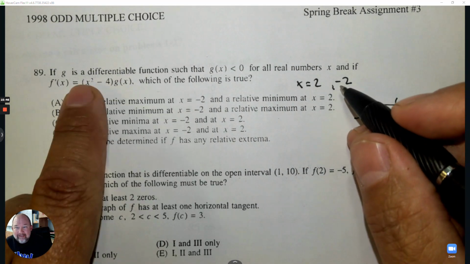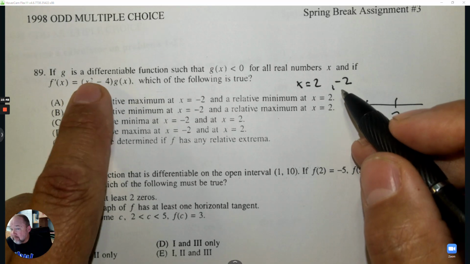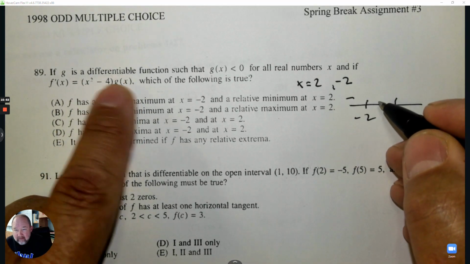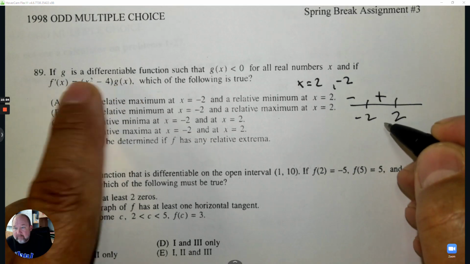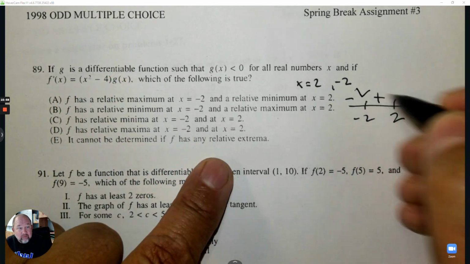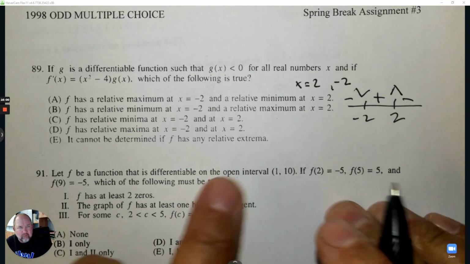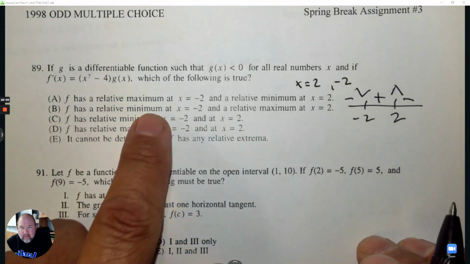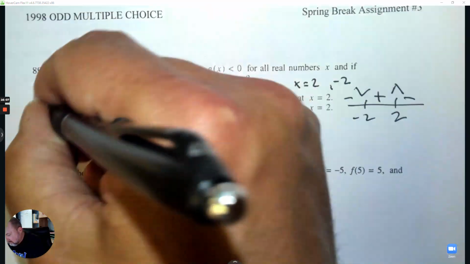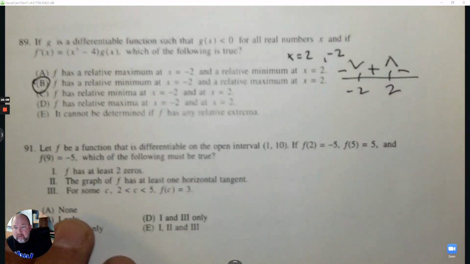So if I plug in negative 3, it's a positive times a negative. If I plug in 0, it's a negative times a negative. And if I plug in 3, it's a positive times a negative. All right, so now this is a minimum and this is a maximum. So which one is true? The minimum at negative 2 and a maximum at positive 2. Bingo, was his name-o. Here we go.